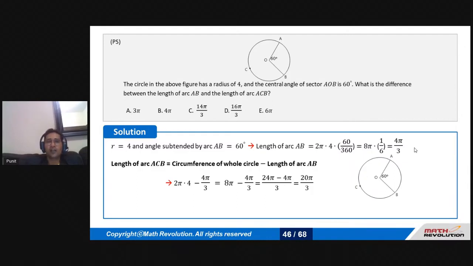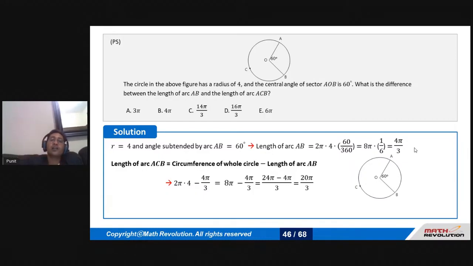Theta is 60 already, radius is 4. So everything is given to find the length of arc AB. That's 2 pi times 4 times 60 over 360. 60 over 360 is 1 over 6. 2 pi times 4 is 8 pi. 8 pi over 6 is 4 pi over 3. So the length of arc AB is ready.